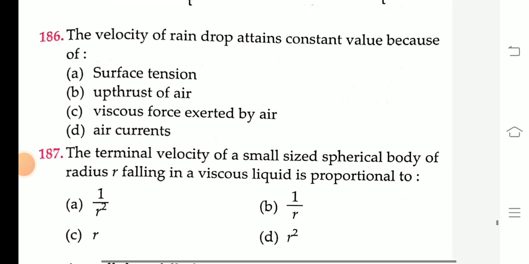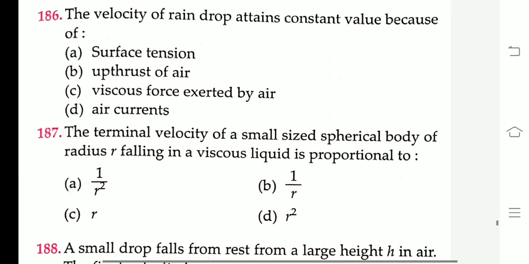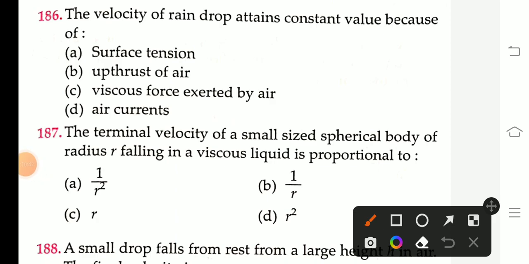The velocity of a raindrop attains constant value because of viscous force exerted by air. The terminal velocity of a small sized spherical body of radius r falling in a viscous liquid is proportional to r square.